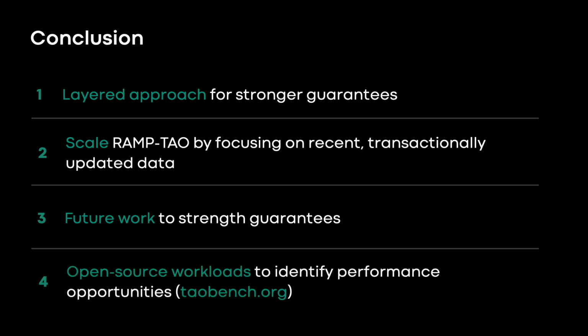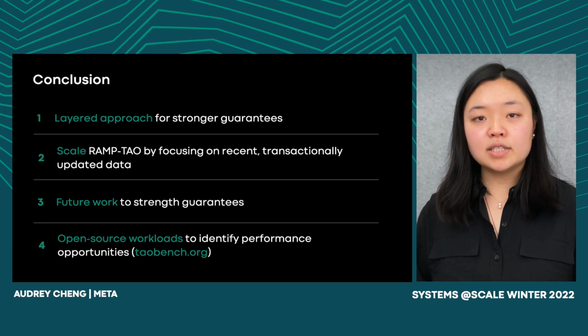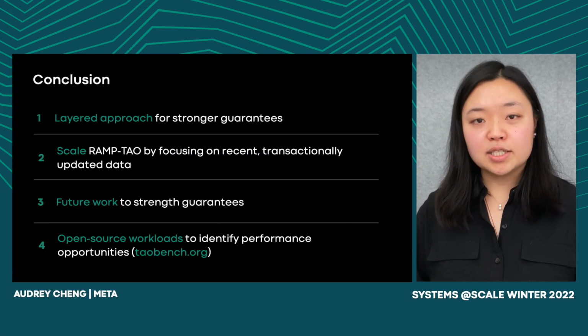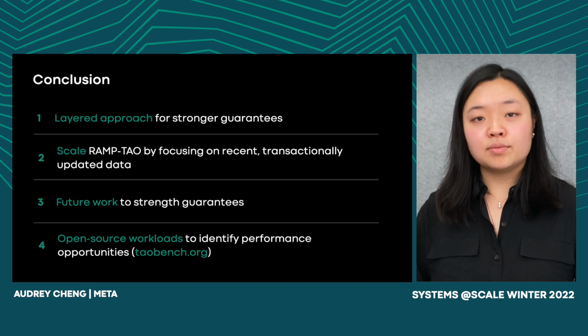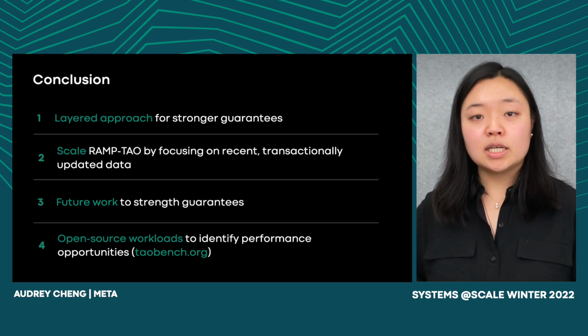In the meantime, we've open sourced the workloads we use in this project, as well as the overall TAO workloads at taobench.org. And these workloads, as well as the benchmark, have already been used at Meta, as well as other databases such as Cloud Spanner, CockroachDB, PlanetScale, TiDB, and YugabyteDB to identify performance opportunities and bugs.